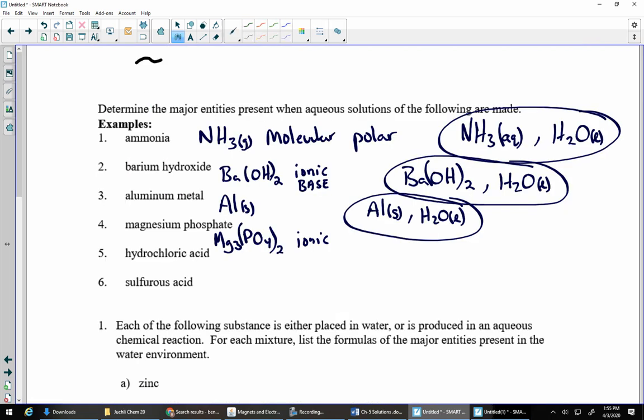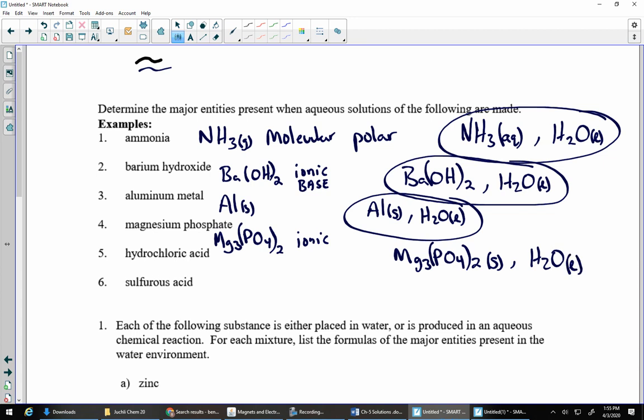Get my nicer felt pen. There we go. And this is going to be, let's see, Mg3(PO4)2, so my magnesium phosphate, and it's just going to stay as a solid. And let's see, I'm going to have H2O as my other entity. So that's not too bad.